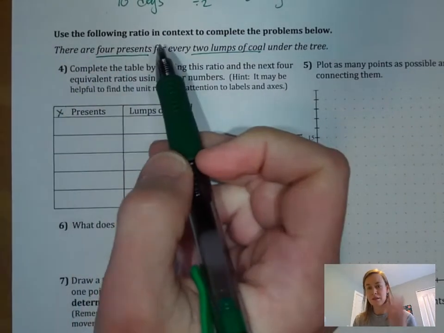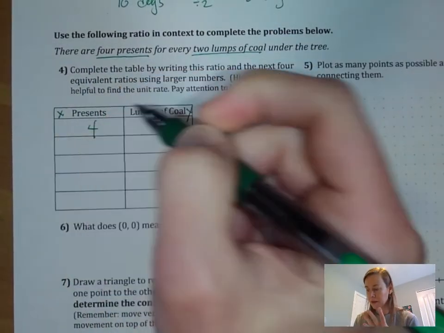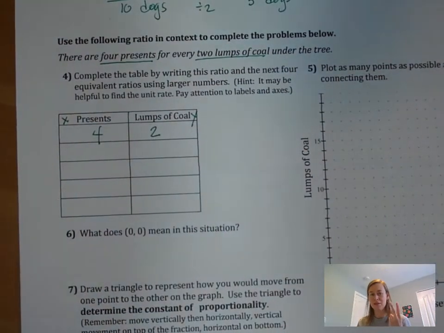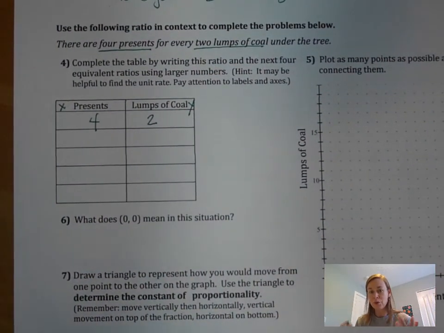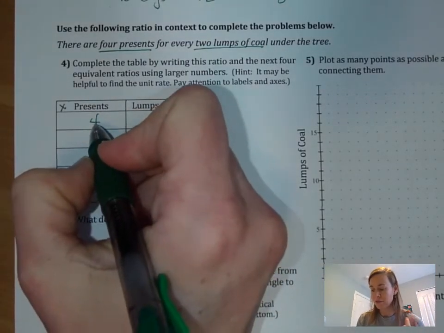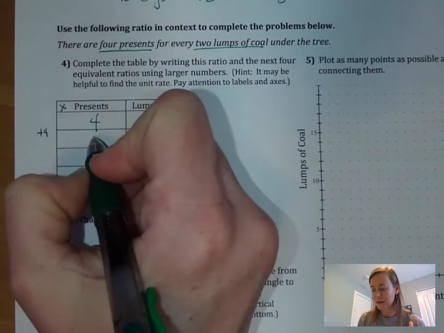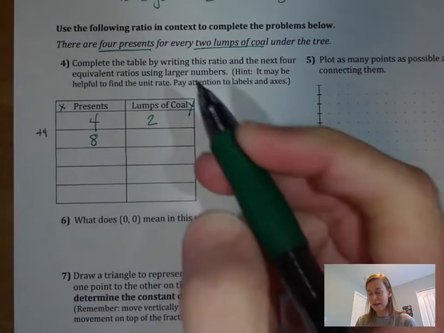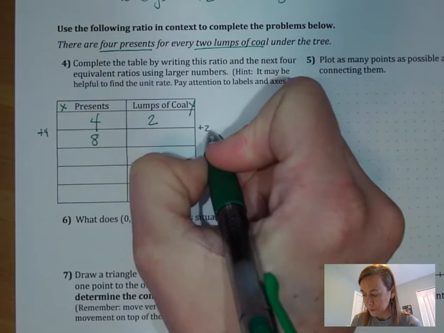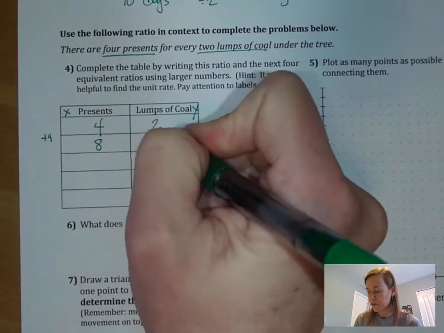How many presents? 4. How many lumps of coal? 2. All right, so you've got 4 and 2. So what about if we get another 4 presents? 4 plus 4 is going to give us 8. And then how much more coal would we get? We'd get another 2 lumps of coal, right? So 2 plus 2 is 4.